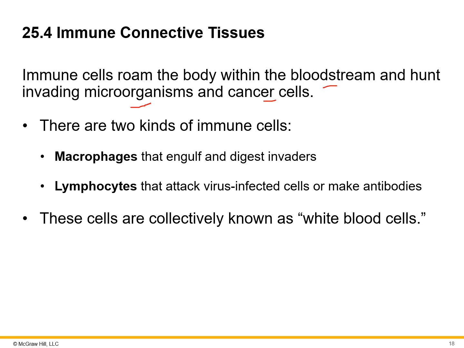So the main types of immune cells that we see are macrophages. They're kind of the ones that are engulfing or eating the invaders. And then our lymphocytes that will attack those viruses that are actually in the cells, or they can make antibodies against them.